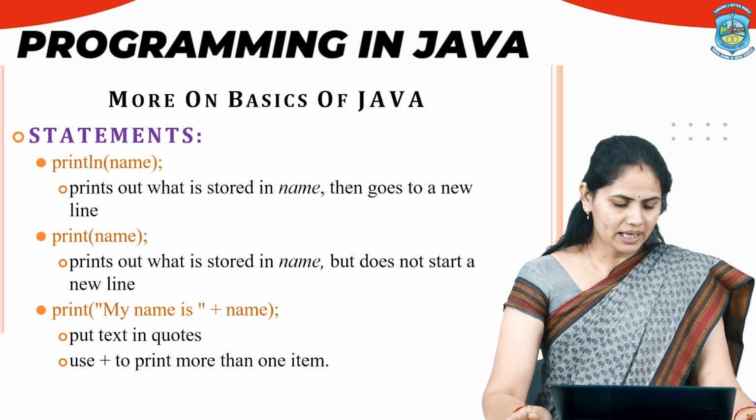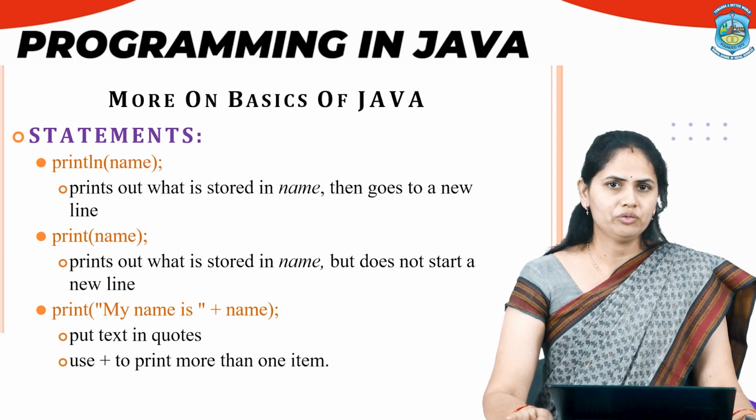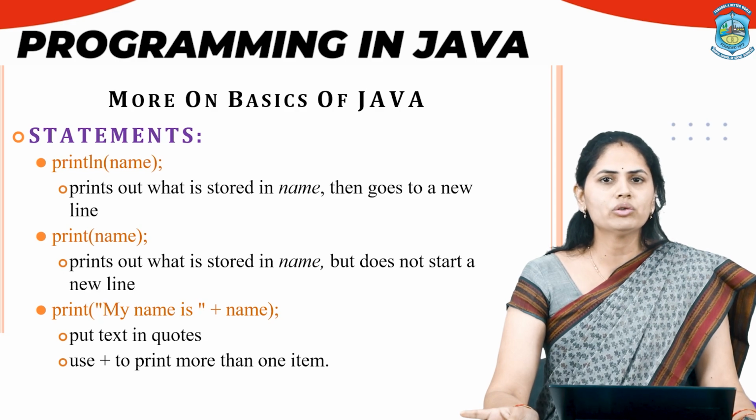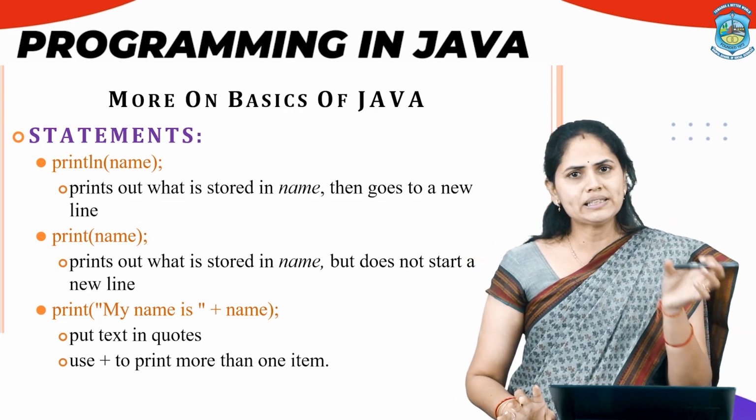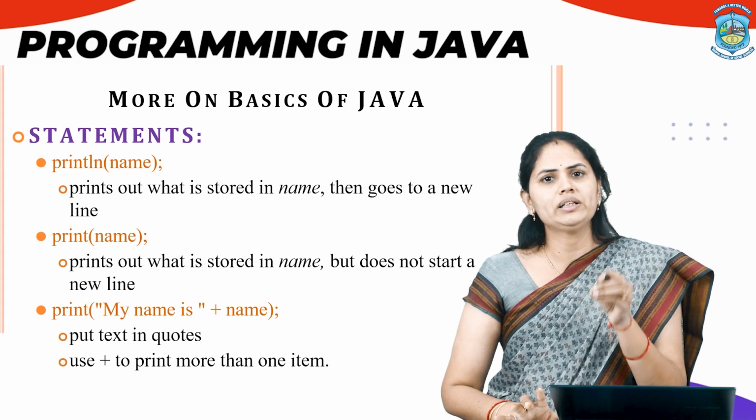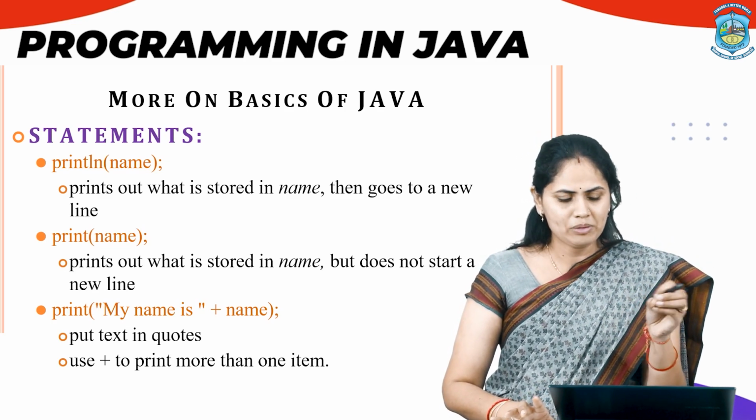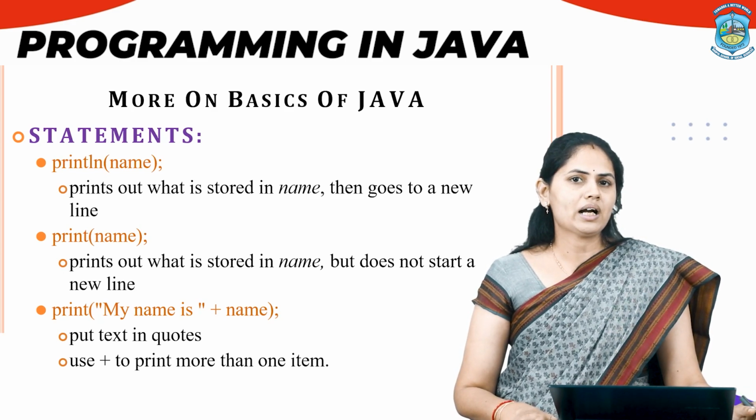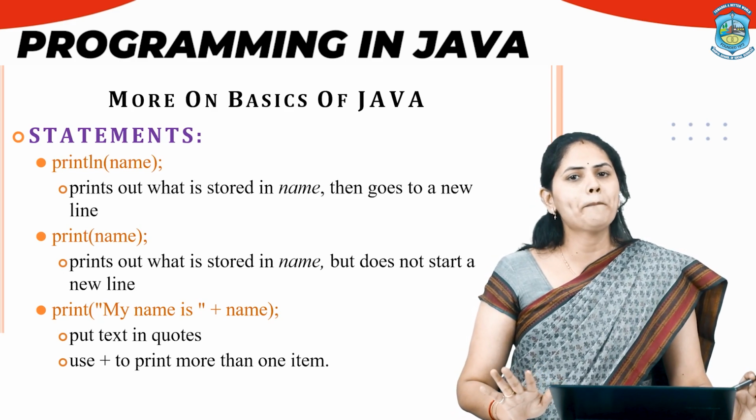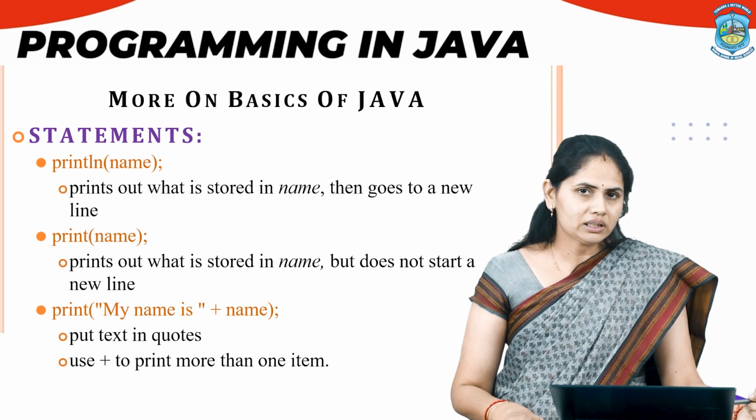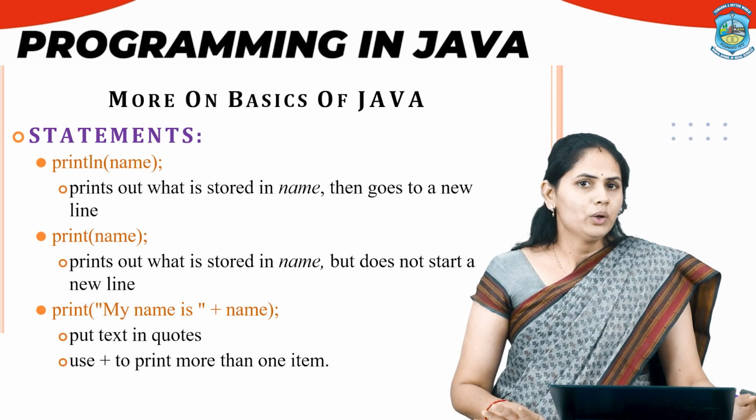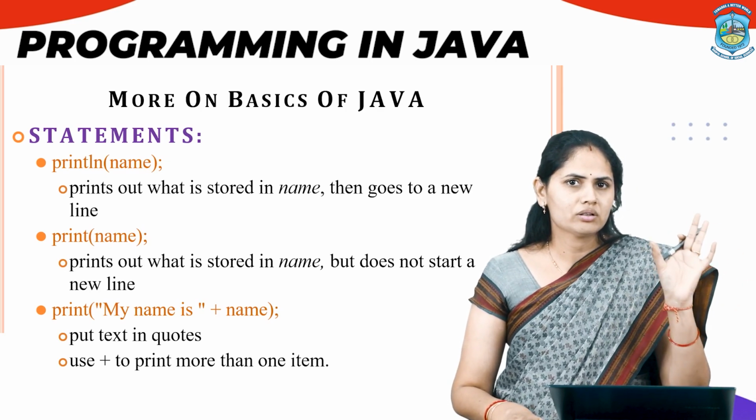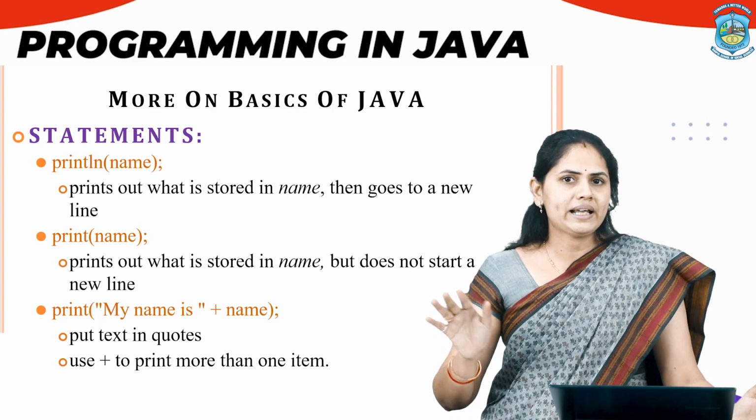Then in the second example, the simple print function, within the brackets name is written. Here also we do not have any double quotes. It means name is a variable, and whatever value is stored inside name will be printed on the screen. But it will not start a new line because we are using print only. Then the third statement, print within double quotes, my name is, then quotes close, plus name.